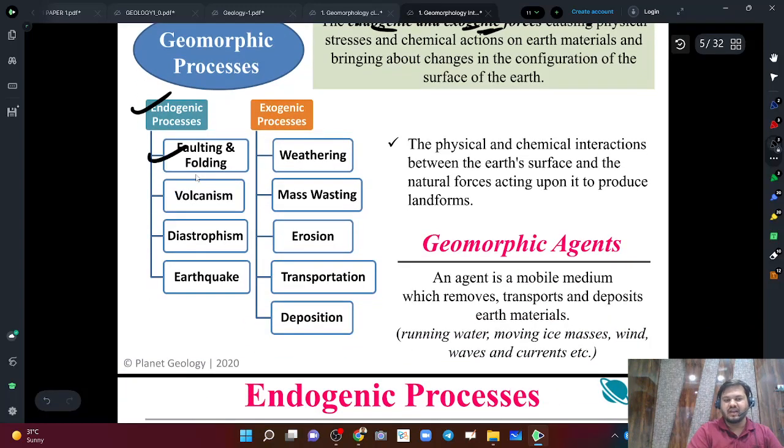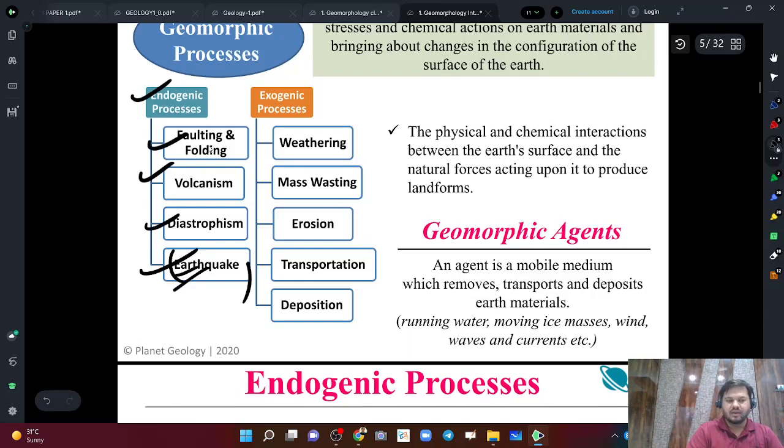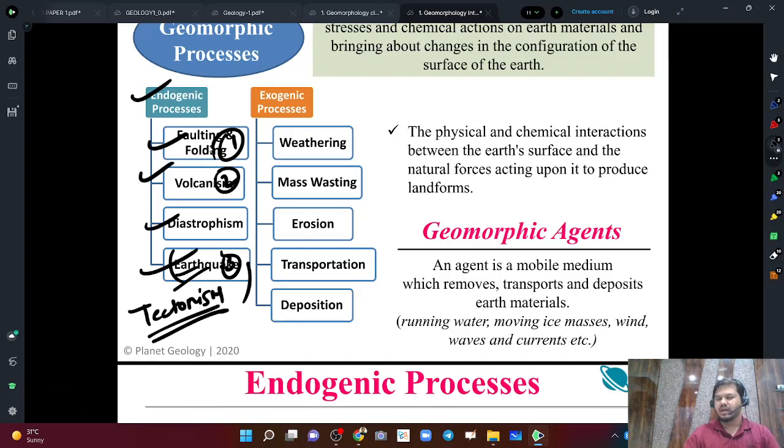So what are examples of endogenetic forces? We just discussed folding and faulting, volcanism, diastrophism, earthquake. If you have to use these terms in the exam: faulting, volcanism, earthquake, and diastrophism. What is diastrophism? Diastrophism is another term for tectonism. All these, whatever is written here, are subsets of diastrophism. Diastrophism is a daddy term, and volcanism, earthquake are its children, right?